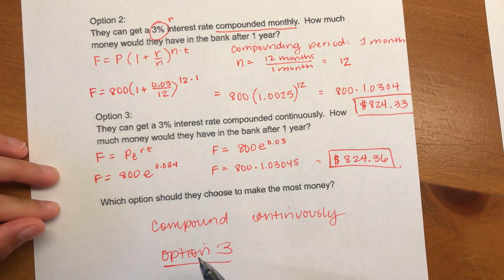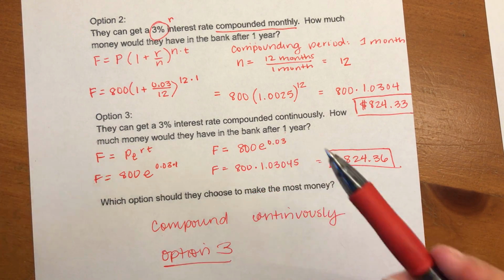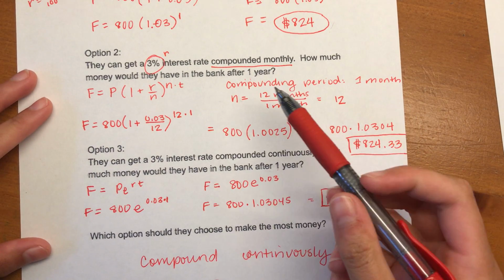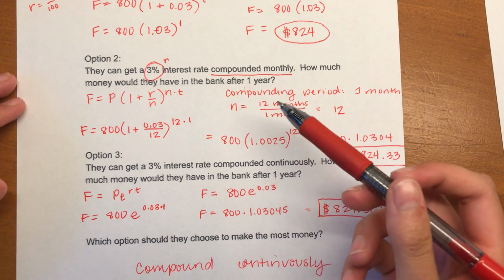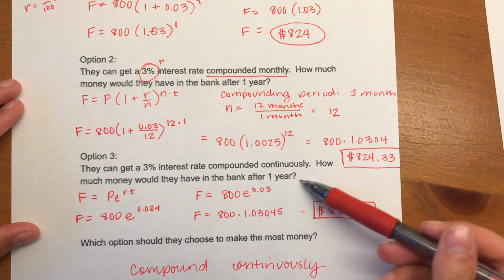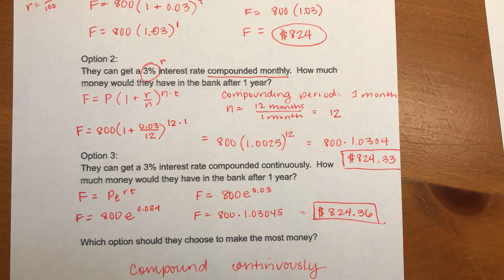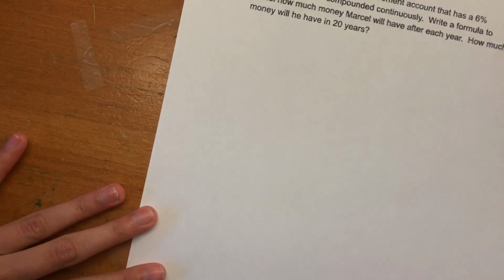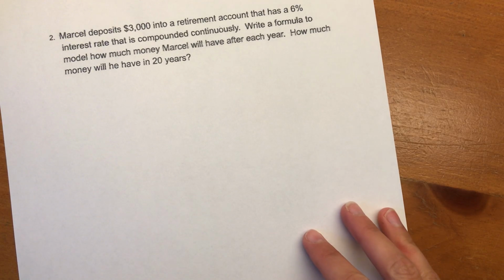Okay, so the point here is that compounding continuously is gonna make you more interest than compounding monthly, right? You can't get compounding any more often than continuously. Okay, so let's do one more example, and then you'll have a couple problems in the Google form to do on your own. All right?